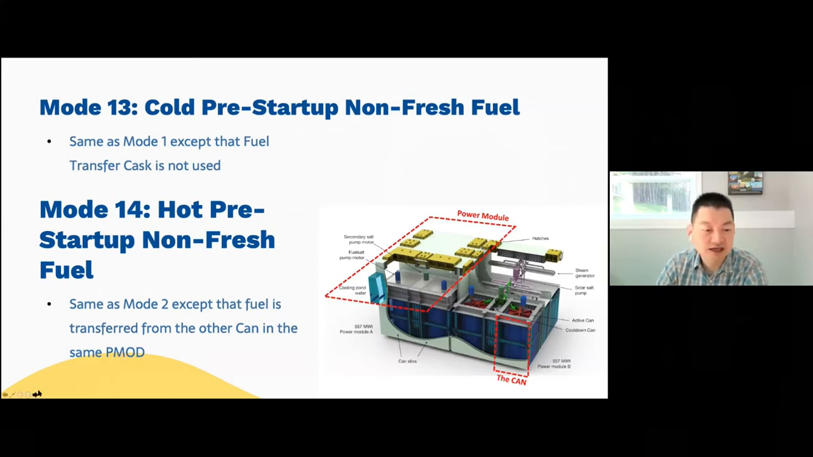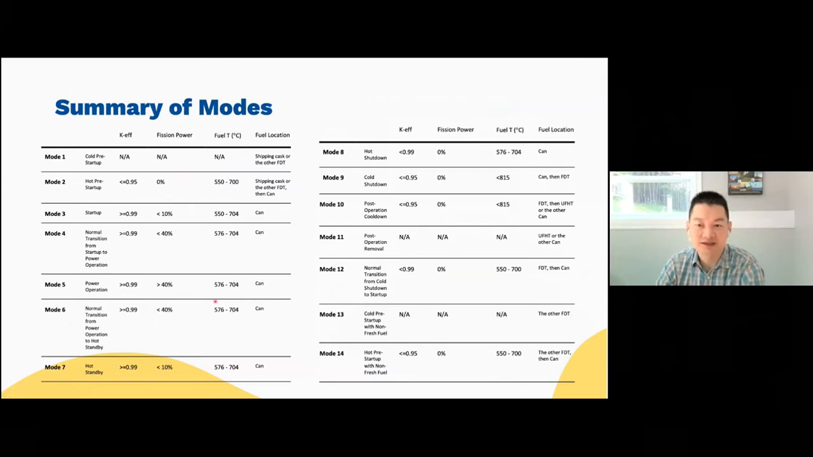So we do have a summary of the modes in this table. I apologize for the small fonts here. But as you can see, we have a total of 14 modes. And this number of modes is more than what you usually see in a light water reactor, because first of all, we're a modular design that we have several reactors, several modules going on at the same time. So you will have those modes.